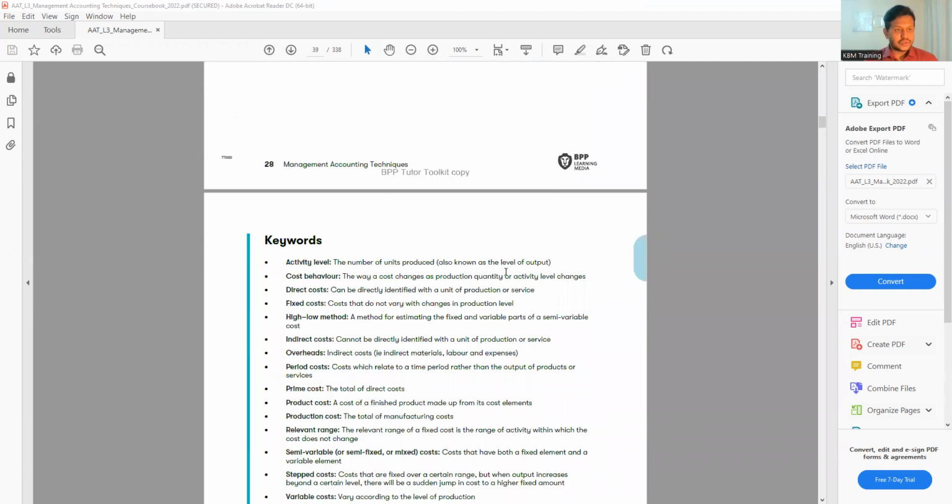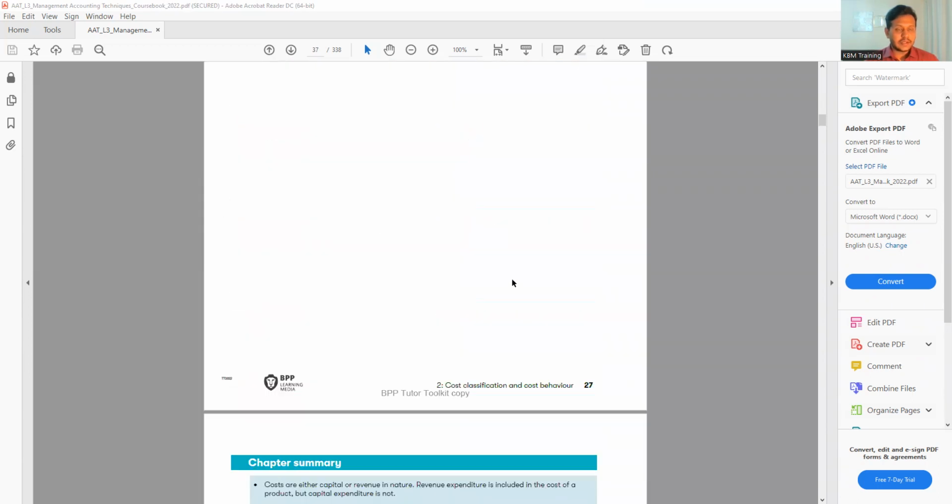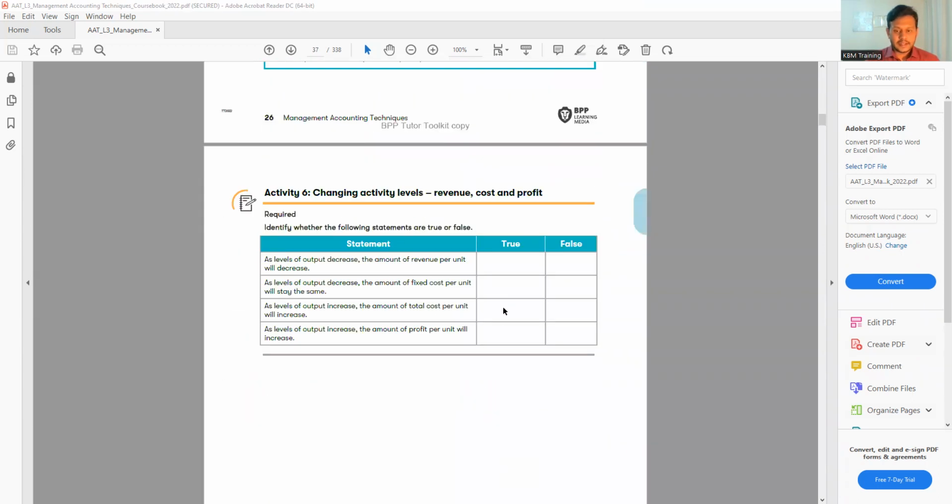Okay, can you explain the third one? Yes, sure. The third one says, as the level of output increases, the amount of total cost per unit increases. It says, if I make more units, my total cost per unit will also increase. That's not true, isn't it? Because if my output is increased, then what will happen? My fixed cost per unit will decrease. So if the fixed cost is going down, the total cost is also going down. It will not increase, so it is false.